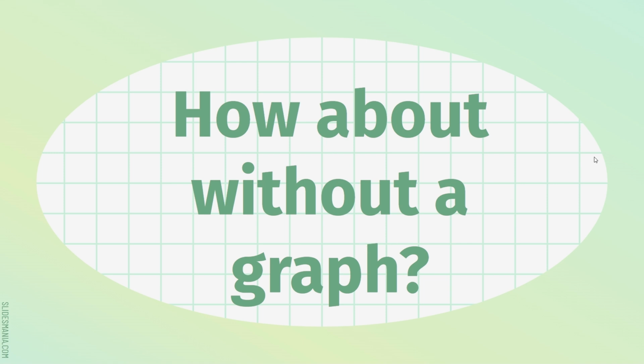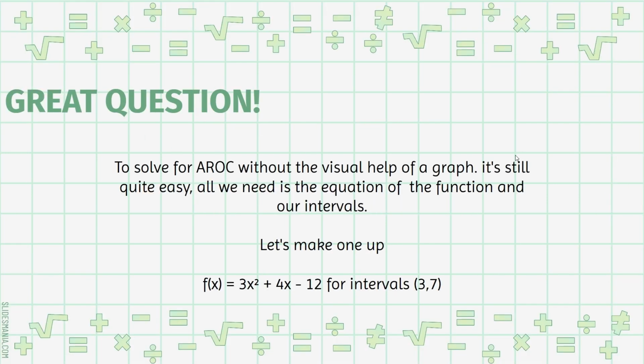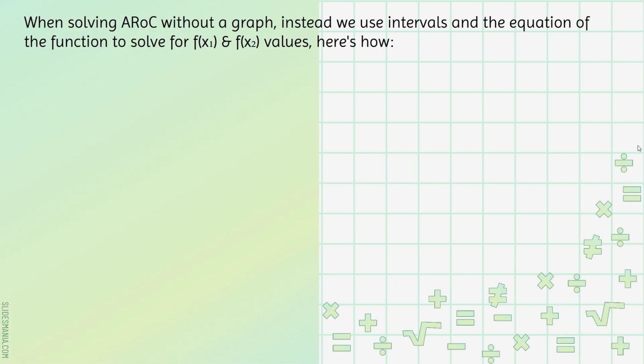How about without a graph? Great question. To solve for average rate of change without the visual help of a graph, it's still quite easy. All we need is the equation of a function and our intervals. Let's make one up: f of x equals 3x squared plus 4x minus 12 for intervals 3 and 7.